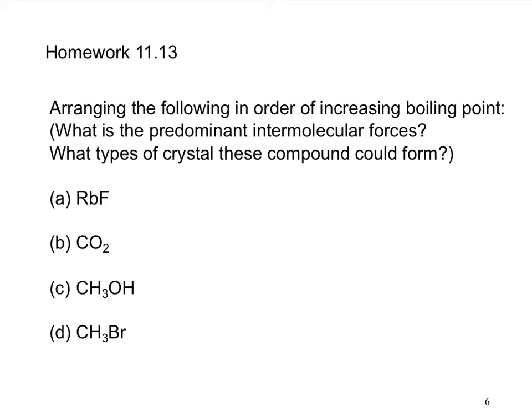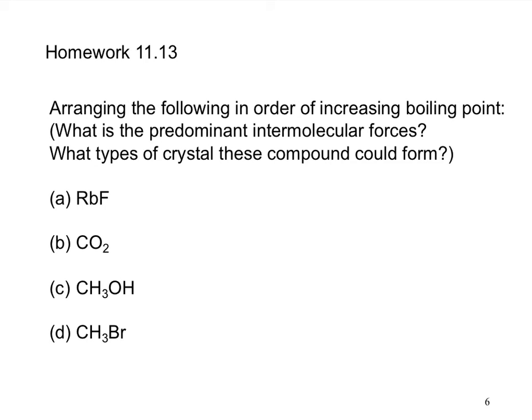So the next one is arranging the following in order of increasing boiling point. What is the predominant intermolecular forces? What type of the crystal of these compounds could form as a hint? So essentially, the stronger the intermolecular forces are, the higher the boiling point, because it requires more energy to break the intermolecular forces and therefore to have the liquid form into steam. So essentially, we need to order these species based on their intermolecular forces.